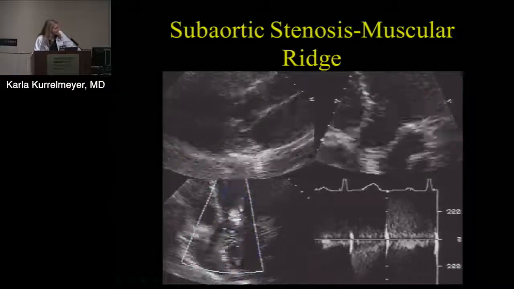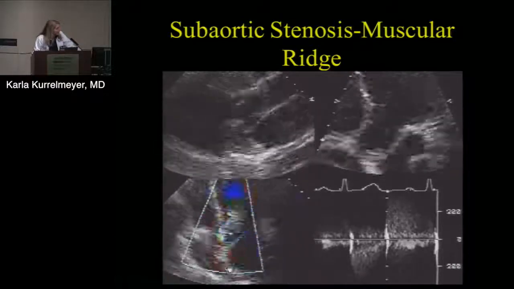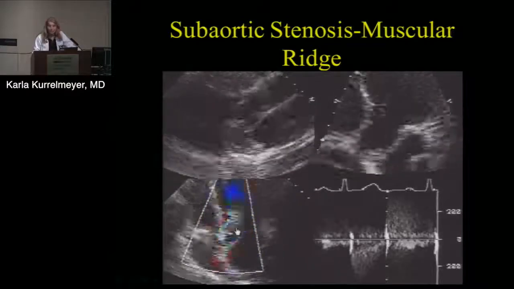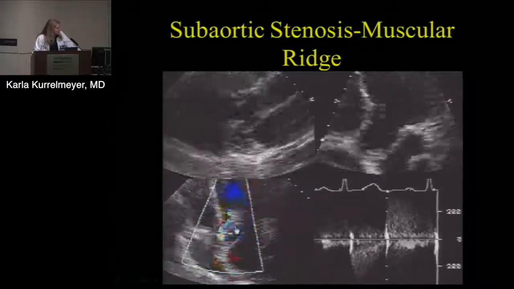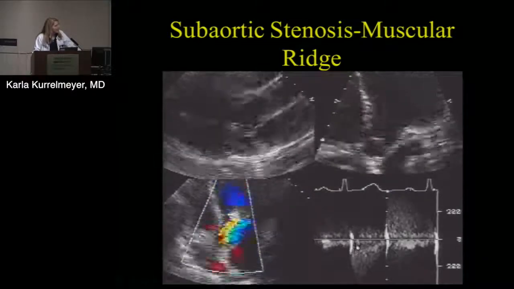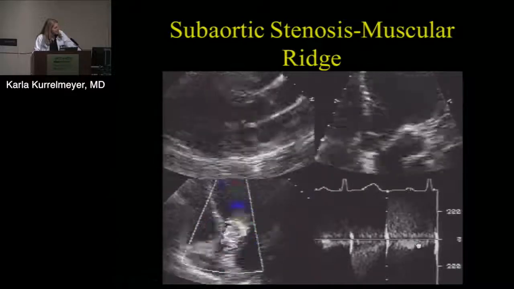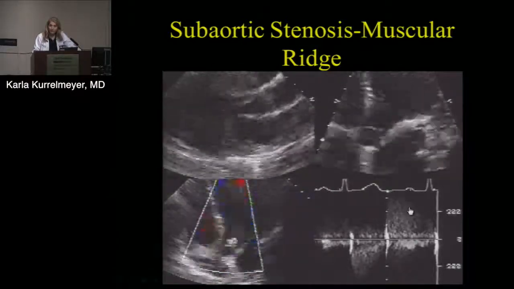When you look here, you can see that there's some degree of aortic regurgitation. It's really hard to tell how bad it is. But you can see that the flow acceleration starts right where that big chunk of muscular ridge is in the left ventricular outflow tract. When you look at the Doppler, you can see that there's some degree of aortic stenosis, but there's probably quite a bit of aortic insufficiency.